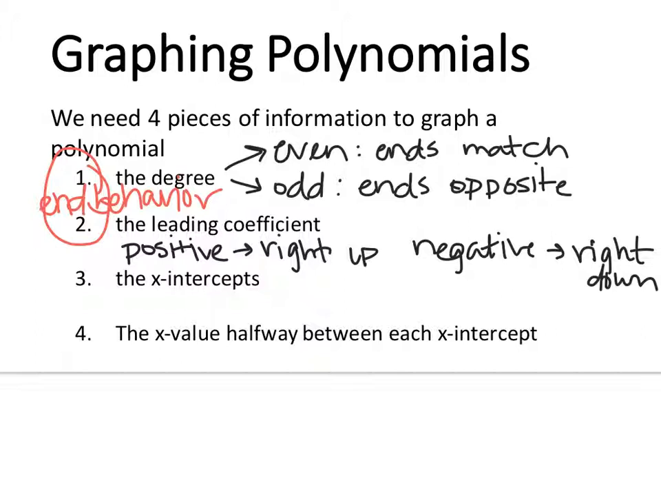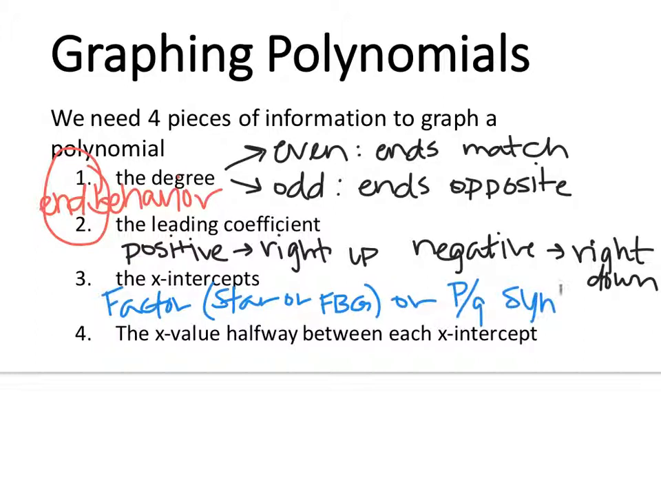X-intercepts is what we've been practicing all week. To find our x-intercepts, it's the same as our solutions. So we either factor using the star or factor by grouping. If we cannot factor it, that's where we have to use P over Q in synthetic division. So again, since we've been back from break, we have done nothing but find the x-intercepts of a bunch of different polynomials. So we're going to apply all of that in step 3.